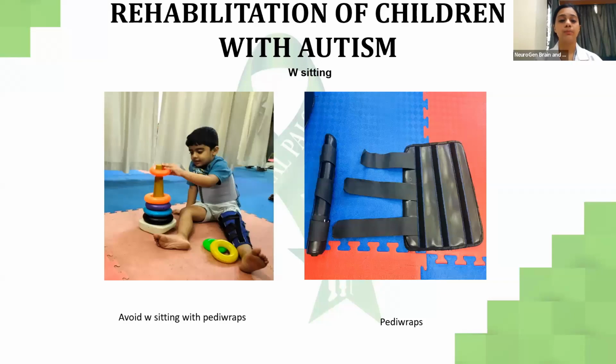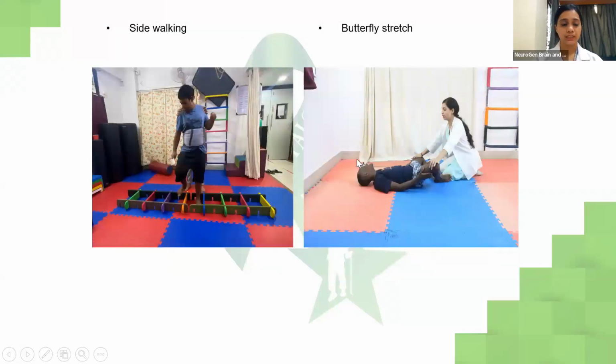But it is very important for the parent and the therapist to identify that and give proper advice, like the pedirap. A lot of side walking activities, because excessive W sitting will lead to adductor tightness of the hip muscle, hip joint. That's how we give him butterfly stretching, side walking. Side walking is given because adductors of the hip are tight, so the abductors of the hip are weak. So we stretch one component and strengthen the other component.